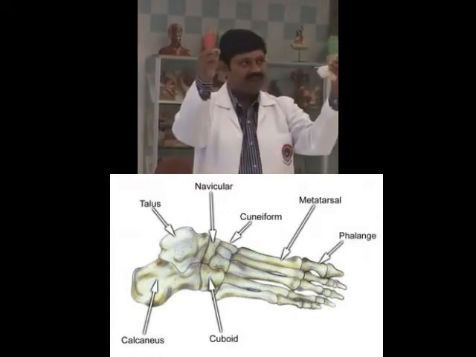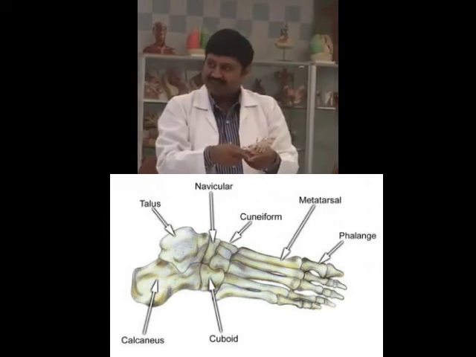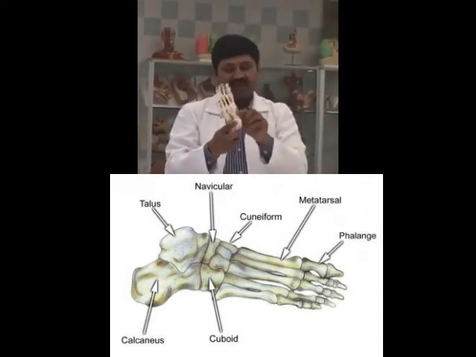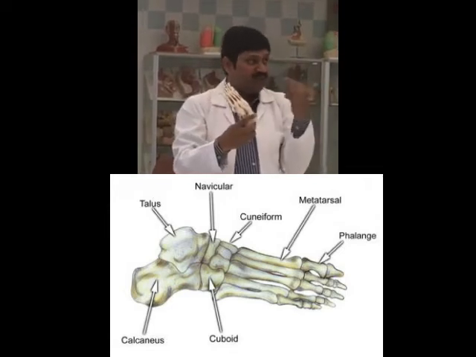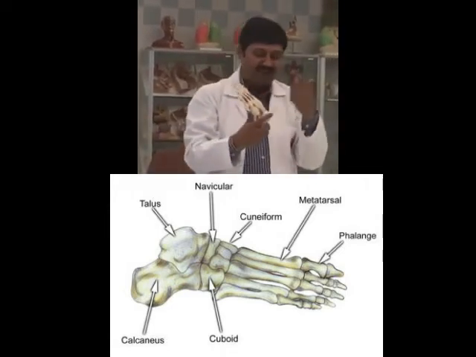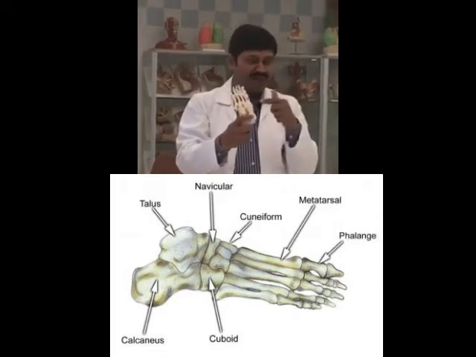Wide at one point, pointed at another. Wedge shape. So these bones are pointed down with a wider upper part, so we call it cuneiform. Cuneiform means wedge. So there are three cuneiforms.